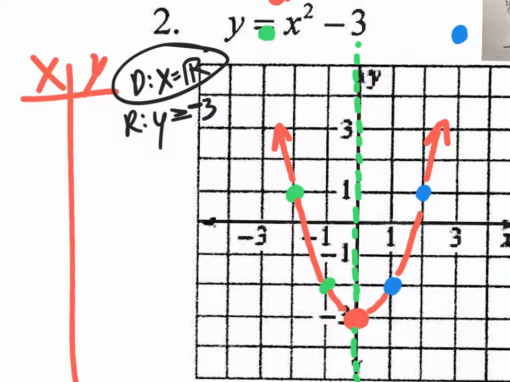What other thing could I ask? Y-intercept. What's the y-intercept right here? -3. You could just look at the c value, and you'll know your y-intercept. Or you could visually see where it crosses. This parabola crosses the y-axis at -3.